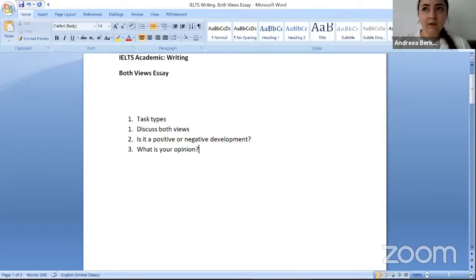Probably you will have it very clearly there that there are two different sides, two different opinions, and at the end they ask, what is your opinion? You still have to discuss both of those views and at the end choose one of them that you agree with. So these are the types of questions. All these fit the discuss both views type of essay.